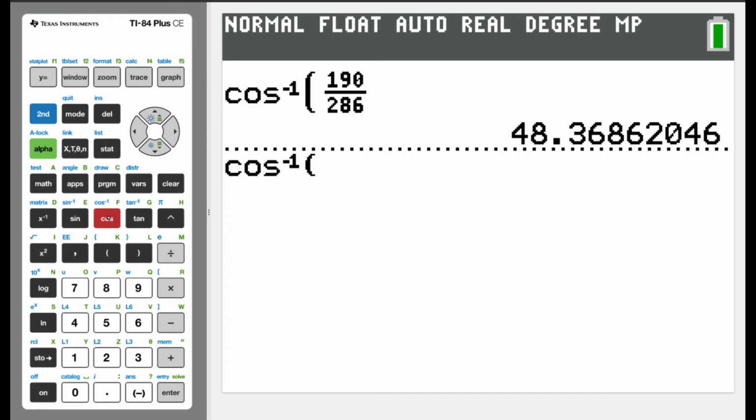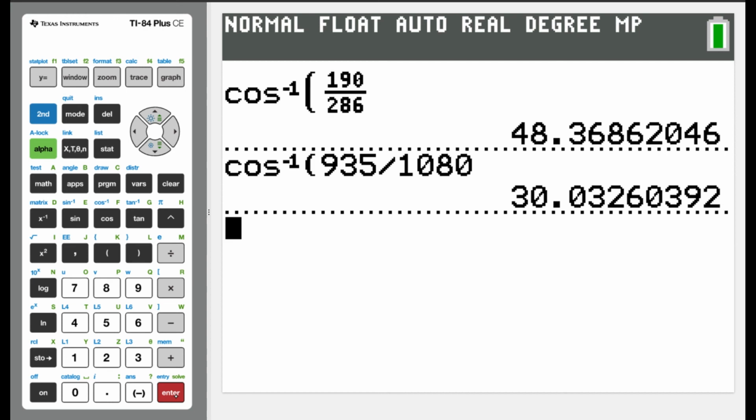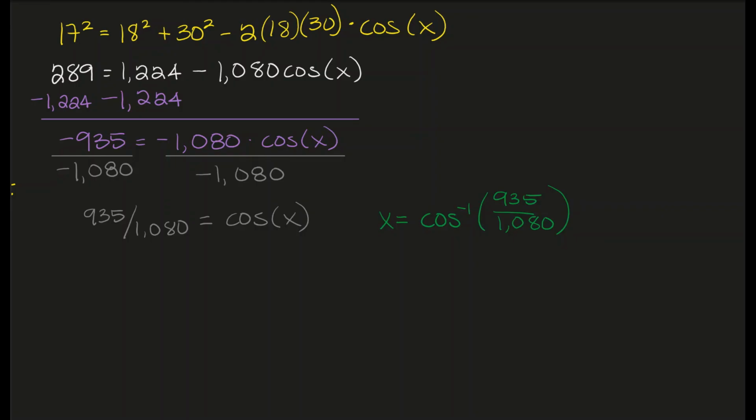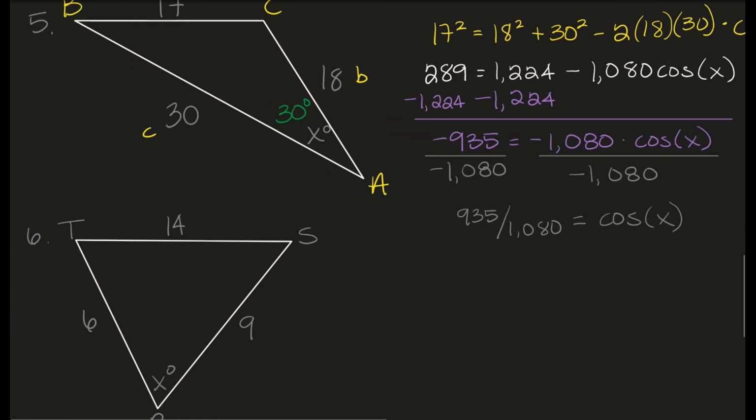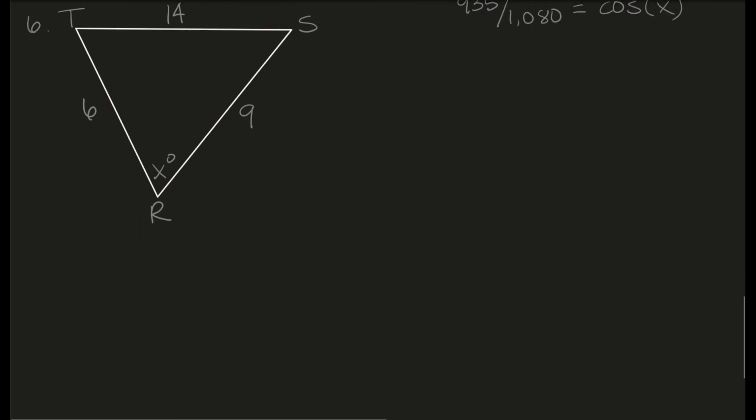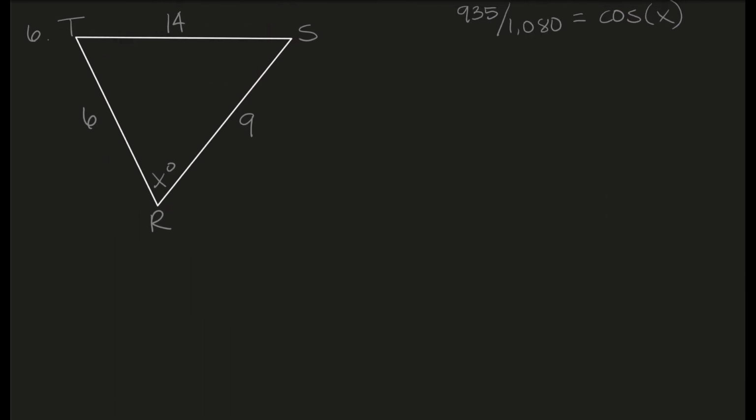Second cosine, and we'll say 935 divided by 1,080. So our angle here should be 30 degrees. So if I came back here, x should be 30 degrees. All right, and we'll do one last example.